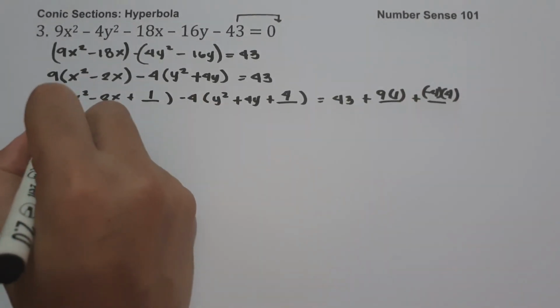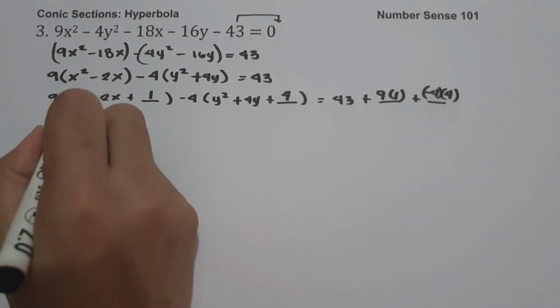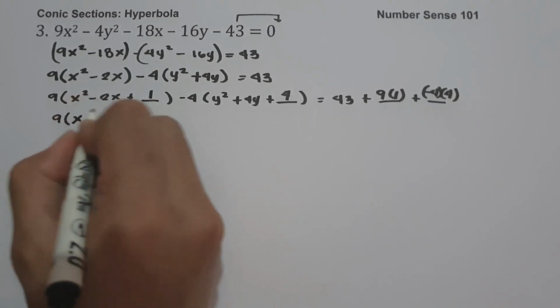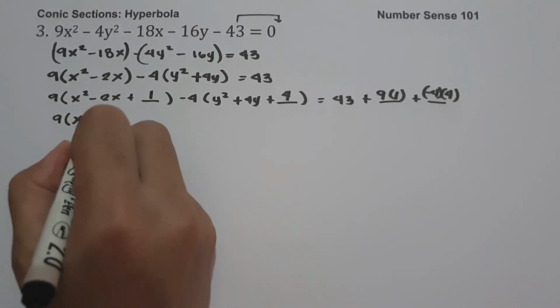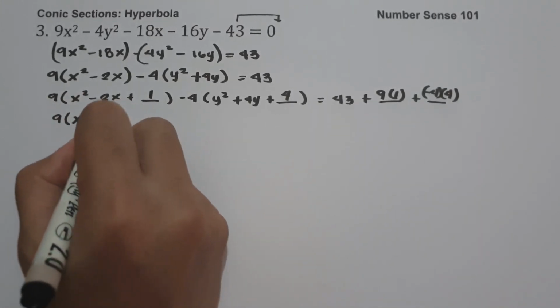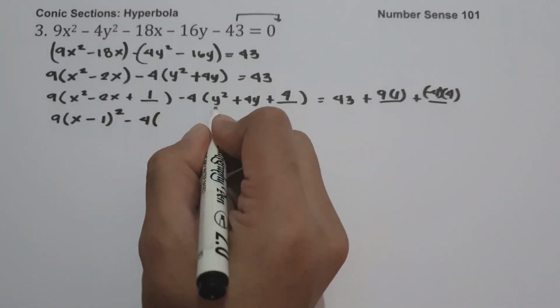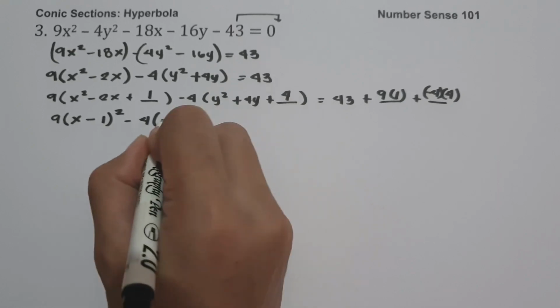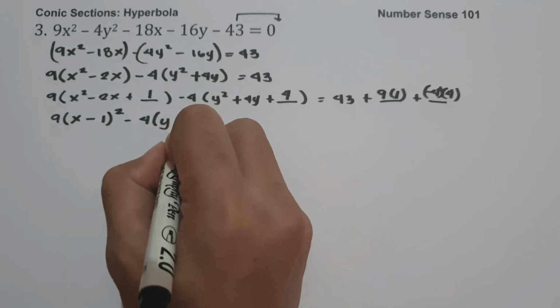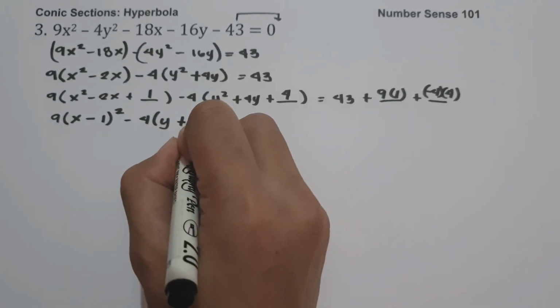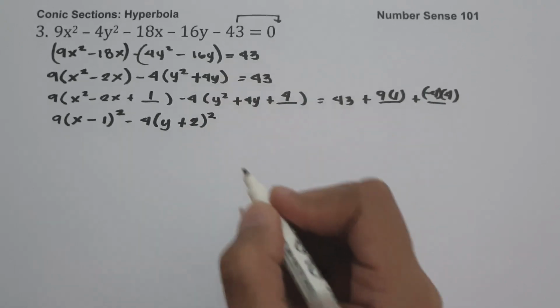So let us have 9 times quantity, the square root of x squared, that is x. Sign of the middle term is negative. And then the square root of 1, that is 1. And then we have a square. Minus 4 times quantity, the square root of y squared is y. Sign of the middle term is positive. Square root of 4, that is 2. And then we have a square.